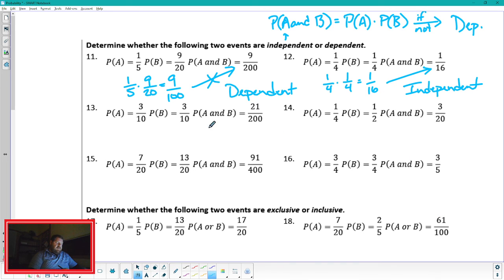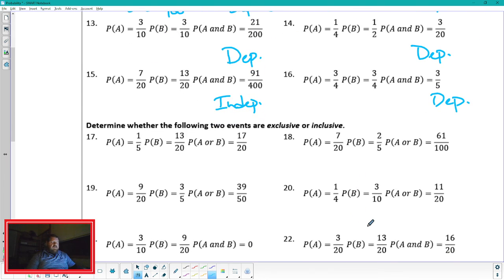And I want you to verify for yourself that these are dependent, independent, and dependent. Check the math on those.